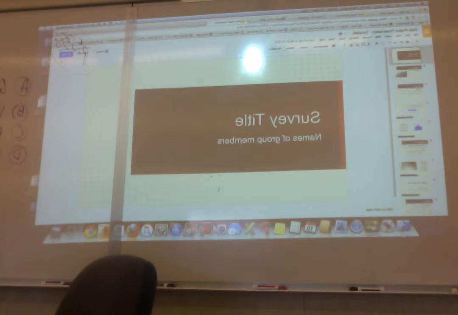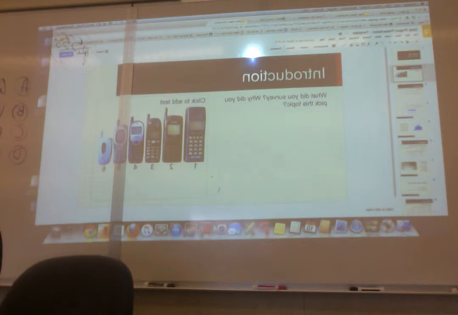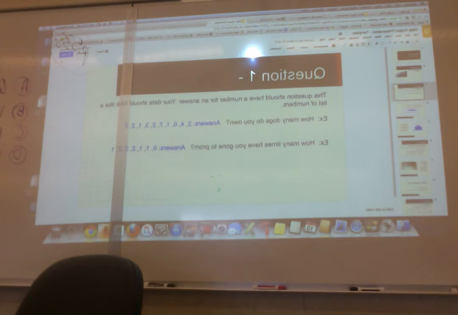You'll start with a slide showing the overall topic of your survey and the names of the people in your group. Next slide will be an introduction where you talk about why you chose this topic, what was interesting to you, and maybe put in some pictures. You saw some examples of other stats projects. Then question 1 is where you're at right now. The first thing you'll do for question 1 is have a slide where you tell them what the question is and show them the answers. You can put those answers as a list.